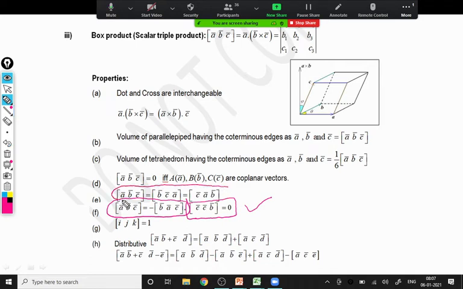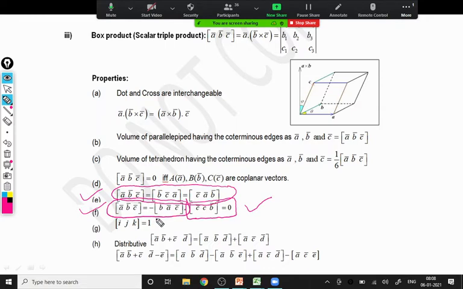Here is that property. If you observe, ABC is replaced by BCA, BCA is replaced by CAB, we can say there is a cyclic change in ABC. So obviously, if we interchange all the three positions, then the value of the box product or scalar triple product remains same there. So this is again by the property of determinant. So these two proofs are by property of determinant.